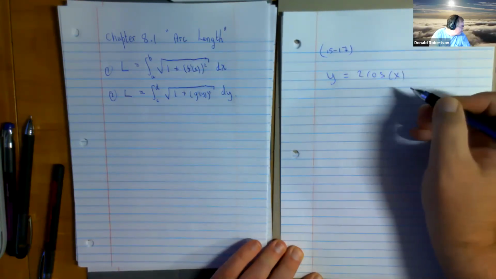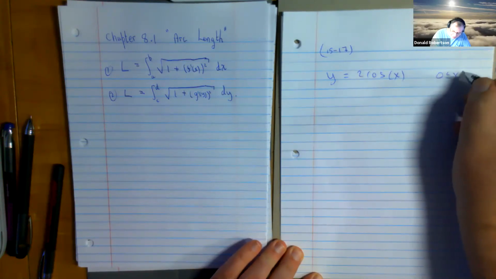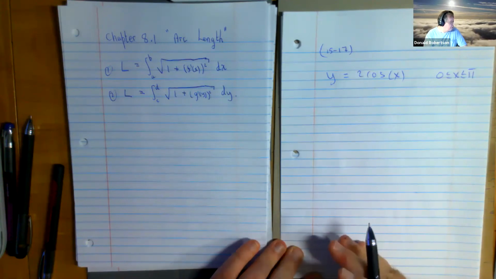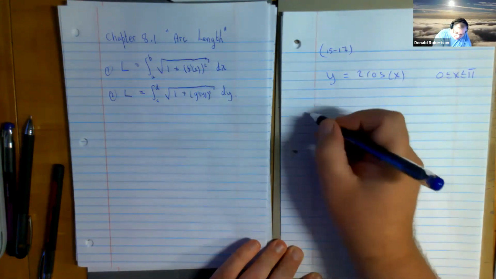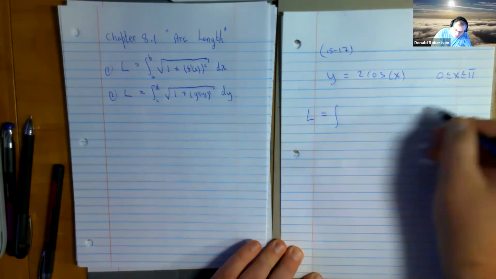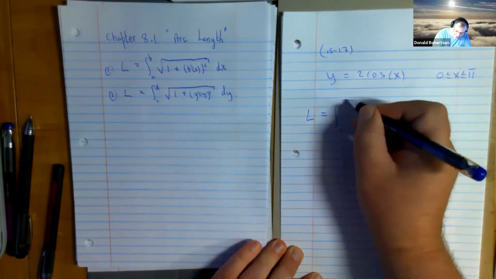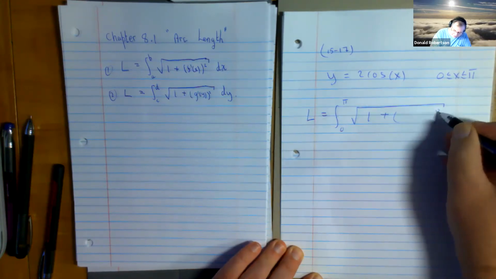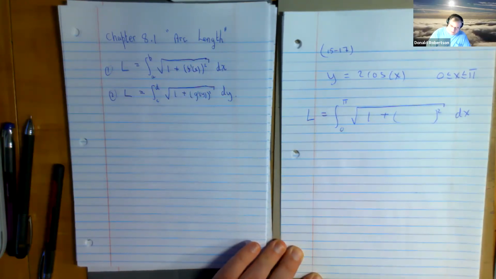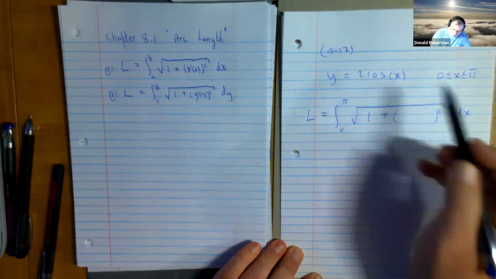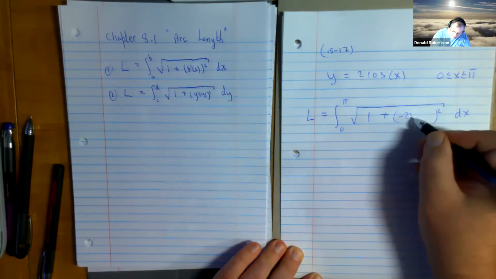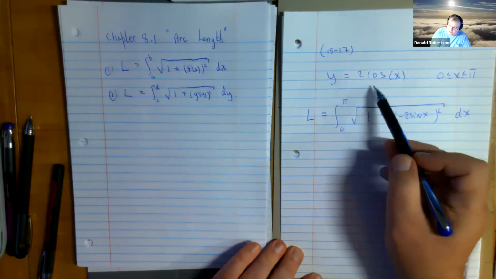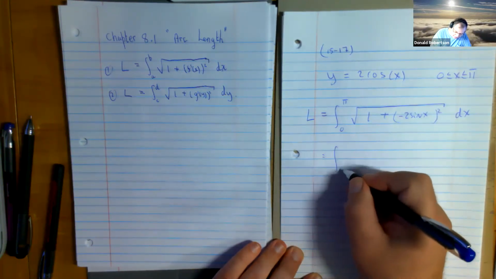Y equals 2 cosine x, and x is going to be from 0 to pi. And the question would say set up, but do not evaluate. So in this case, it would be L equals the integral from 0 to pi of the square root of 1 plus the derivative squared dx. Now, if you differentiate 2 cosine x, don't you get negative 2 sine x? Right, if you differentiate 2 cosines. I would just tidy it up a little bit, but not much.